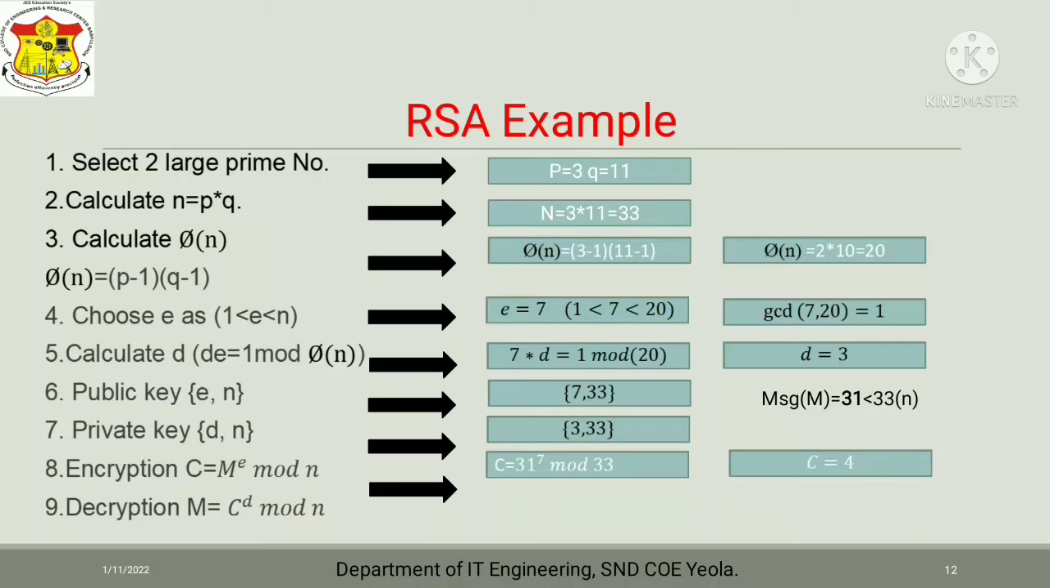After substituting all the values, we will get the value of C is equal to 4. Next, decryption. M is equal to C raised to D mod n. Put all the values of C, D and n and calculate the value of M, that is the plain text message. M is equal to 31.